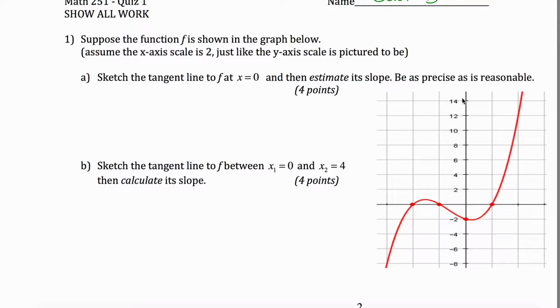What's kind of annoying is that the y-axis has the scale of 2, but the x scale is not shown. So I told you up here to assume that this is 2, this is 4 and 6, and -2, -4, -6, and so on. So that's what this is getting at.